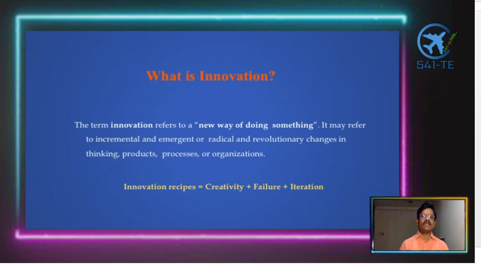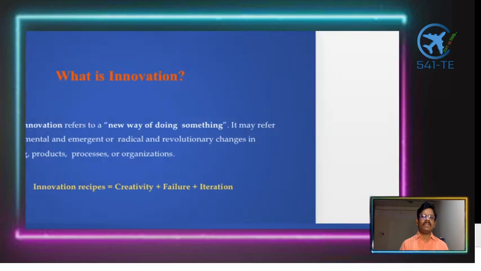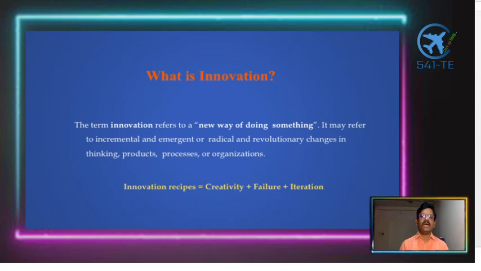So now let us look at what innovation is. The term innovation refers to a new way of doing something, right? It may refer to incremental and emergent or radical and revolutionary changes in thinking, products, processes, and organizations. So you can see that at every level, there is a new way of doing something, that is innovation, right? For that we need creativity, because new ideas are the base for thinking in an innovative way to find new ways of doing something, right? So that is the thing. The innovation recipe is creativity plus failure plus iterations. So these are the main ingredients in innovation.